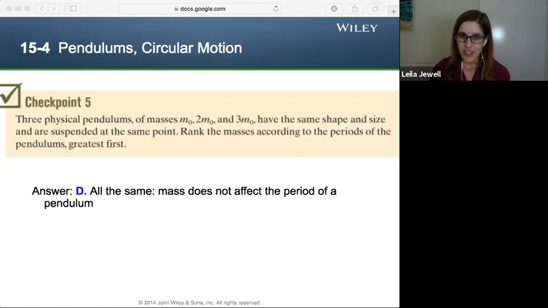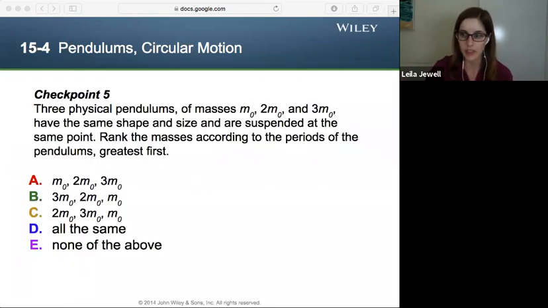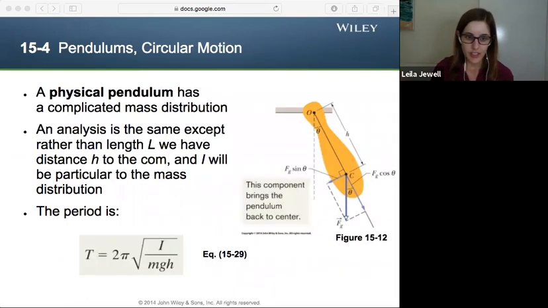D, all the same. Mass does not affect the period of a pendulum. Now, some of you might be thinking, but wait, I saw mass in the physical pendulum equation. It canceled out in the simple pendulum, but not in the physical pendulum period. And let's take a look at that. You're right. There is mass in this period equation. It's right there. So if we have more mass in the denominator, shouldn't we have a smaller period?